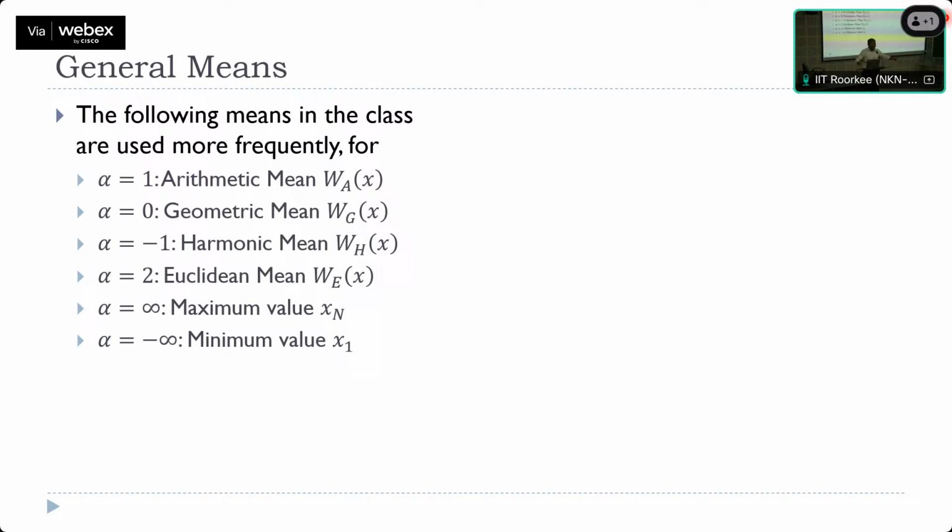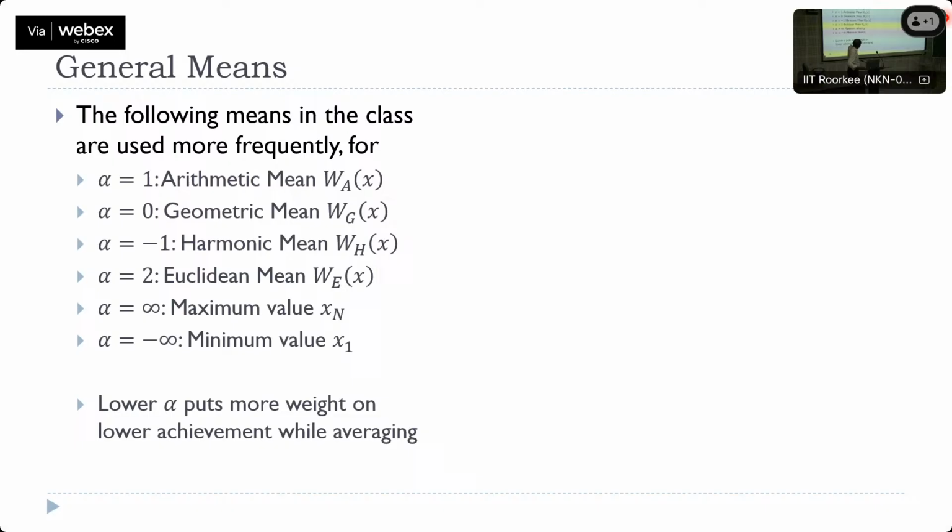You are saying, I don't care what happens to other people. If the person who is the poorest does not improve, I do not consider it an improvement. Definitely, Rawls will not go for the average because the average completely ignores inequality. Does it make sense? Okay. So lower alpha puts more weight on lower achievement. You have all used the arithmetic mean, geometric mean, harmonic mean, Euclidean mean. You have used them for different purposes, but that's how they can be used to capture inequality in a distribution.